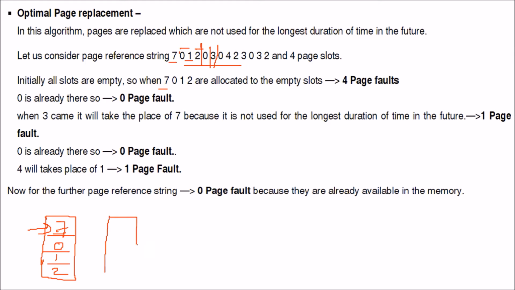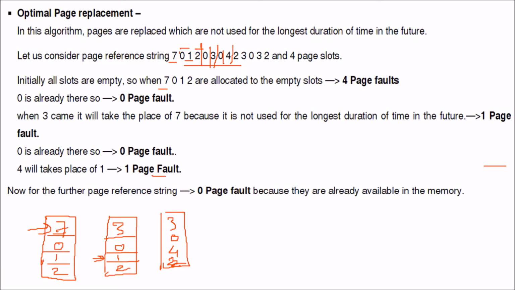So this will be 3, 0, 1 and 2. Right? So there will be one page fault. Now 0 has come, it is already there. 4 will come. What will be done with 4? 4 will now replace 1, because we assume that 1 will not be used for a longer duration. So 4 will replace 1 here, and there will be one page fault. So what will be the scenario? 3, 0, 4 and 2. Okay, 3, 0, 4, 2.